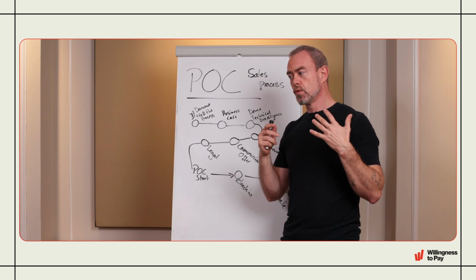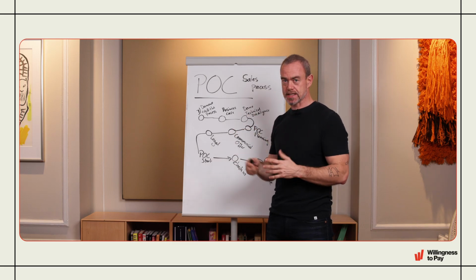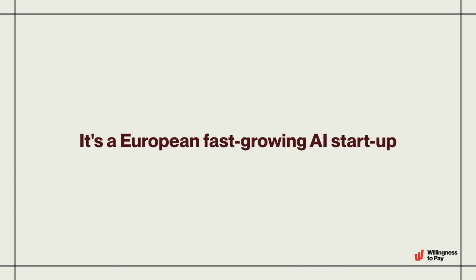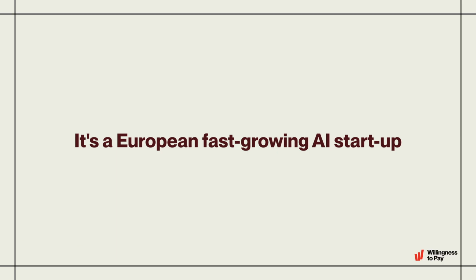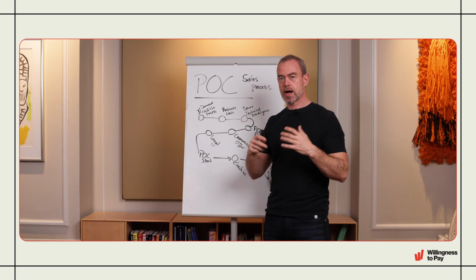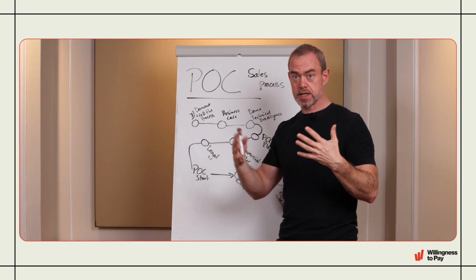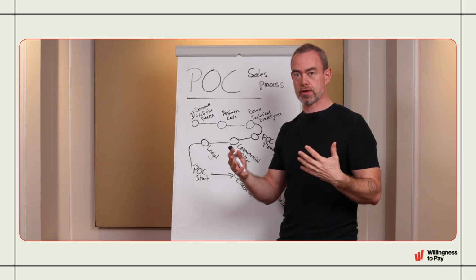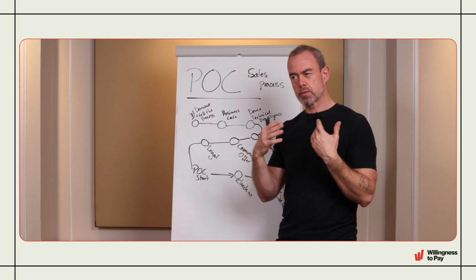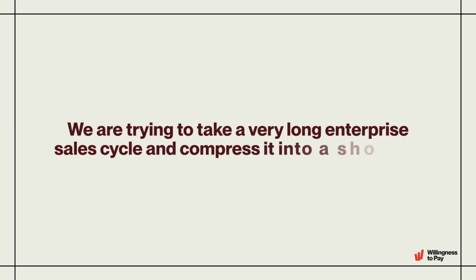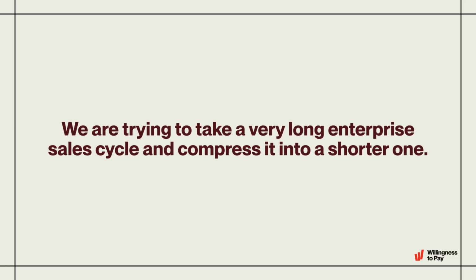With this particular case, I'm not going to tell you who the client is, but it's a European, very fast-growing AI startup, and they're doing a lot of POCs in the enterprise segment. We were talking with their new VP sales about how he could structure the POCs, proof of concepts, so that the customers could actually understand what the value was before they were buying. What we're trying to do is take a very long enterprise sales cycle and compress it into something shorter.